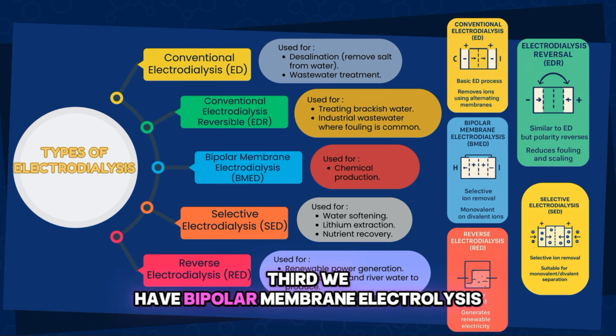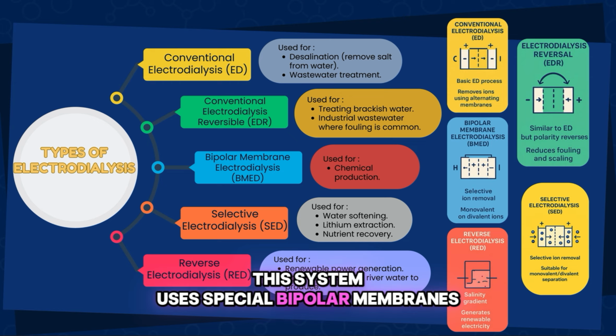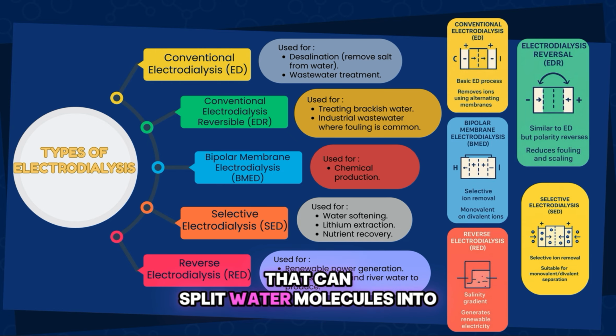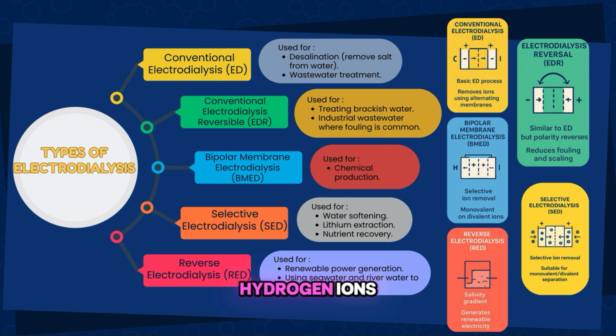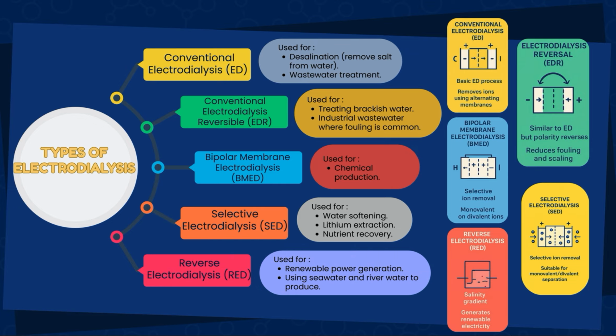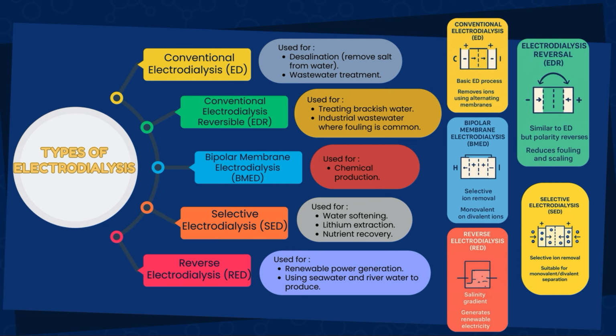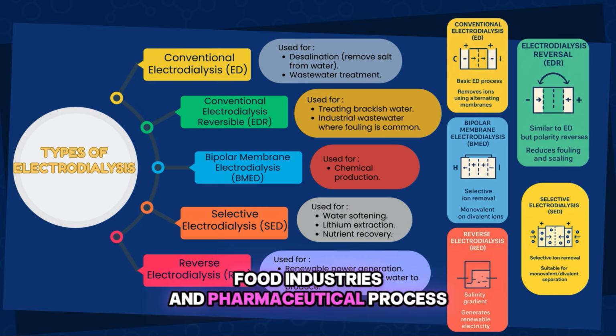Third, we have bipolar membrane electrodialysis or BMED. This system uses special bipolar membranes that can split water molecules into hydrogen ions and hydroxide ions. This allows industry to produce acids and bases directly from simple salt solutions without adding chemicals. BMED is widely used in chemical manufacturing, food industries, and pharmaceutical processes.